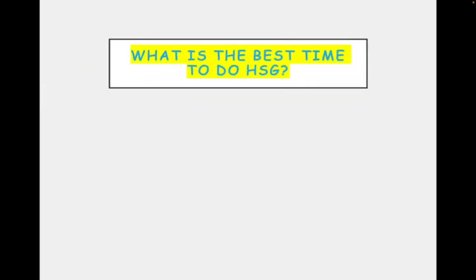So what is the best time to do HSG? Ideally HSG should be done after the periods have stopped, like 2-3 days after the periods have stopped, then only we should do the HSG. It's not like on day 7 or day 8. Sometimes the patient has prolonged periods, and for all the patients you cannot say that HSG should be done on day 7 or day 8. Usually 2 to 3 days after the periods have completely stopped, we should do the HSG.